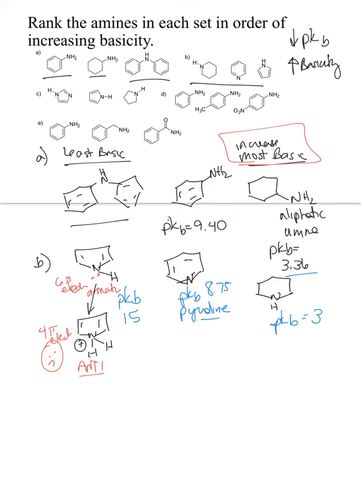Okay, let's look at C. Once again, your aliphatic amine would probably be your most basic. You have pyrrole. Let's go with pyrrole being the least. So I'll put that over here again. And then that's pyrrole.